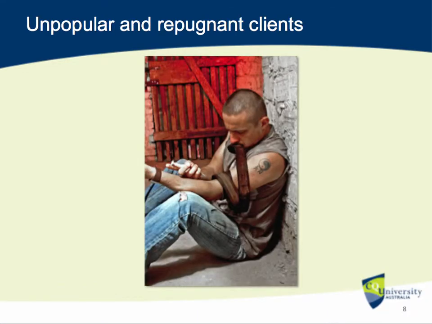Let's take a closer look at unpopular and repugnant clients. Solicitors, as we've seen, may reject unpopular and repugnant clients. Barristers are subjected to the cab rank rule and also the rules 2, 4, 5 and 37. And you should look at those particular rules, 2, 4, 5 and 37.